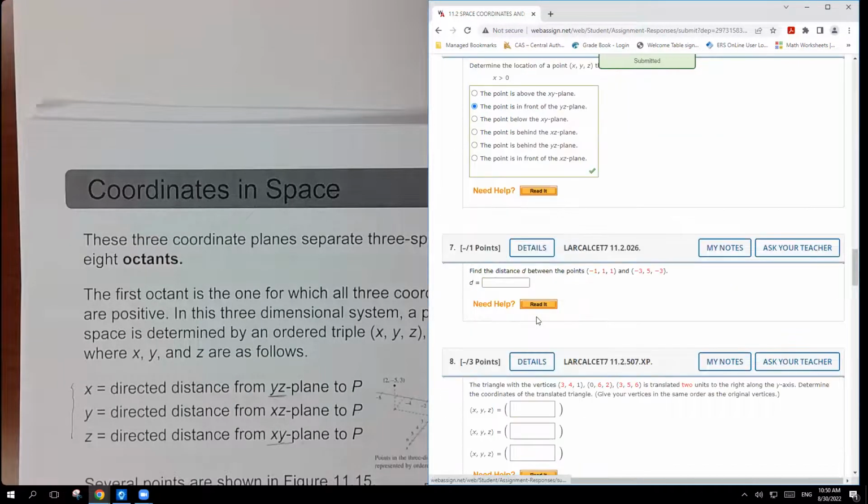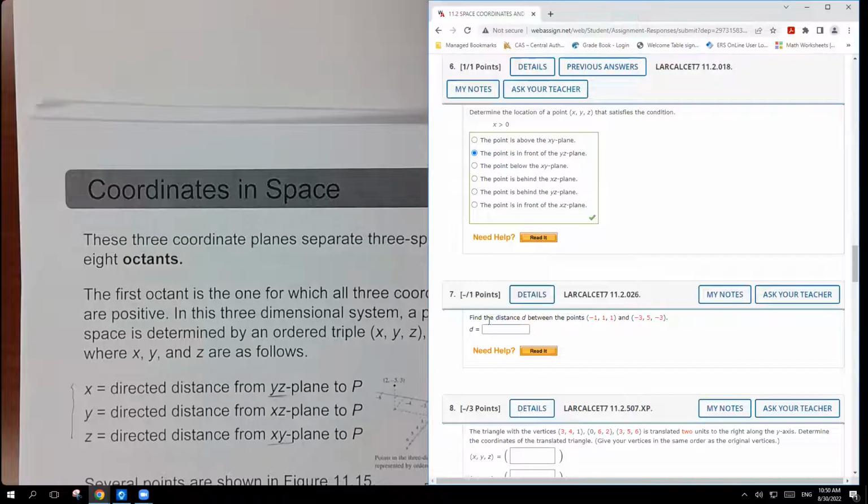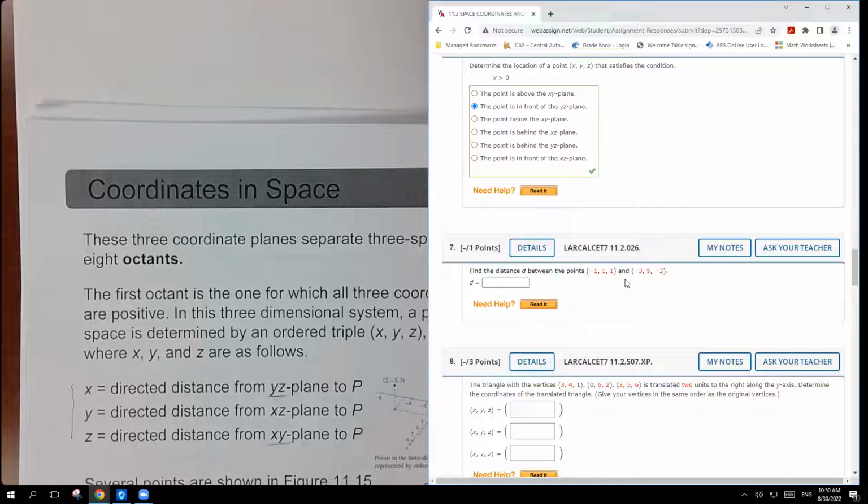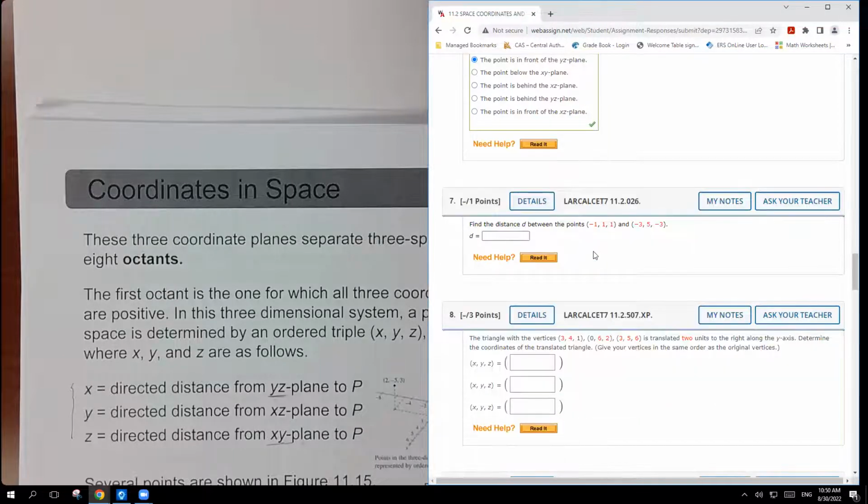Now let's go to the next one. Find the distance d between these 2 points. You're just going to use the distance formula, okay? And be careful. This one minus this one squared. This one minus this one squared. -3 minus 1 squared. And all under the square root, then you're going to find the distance.